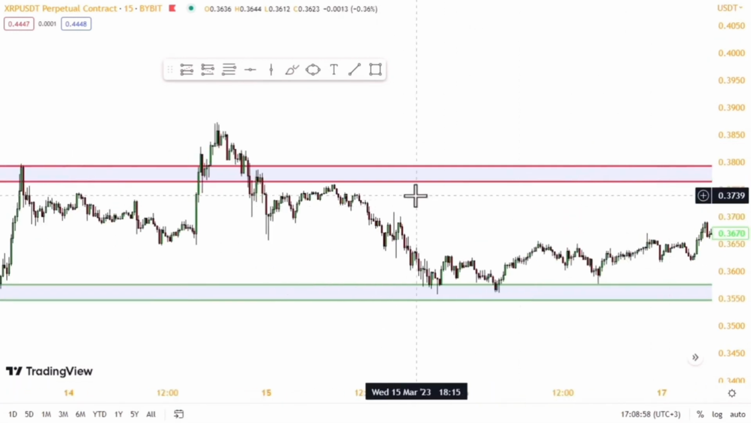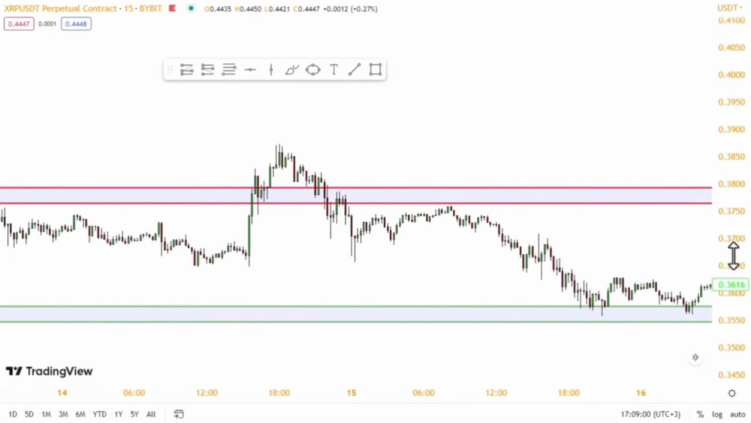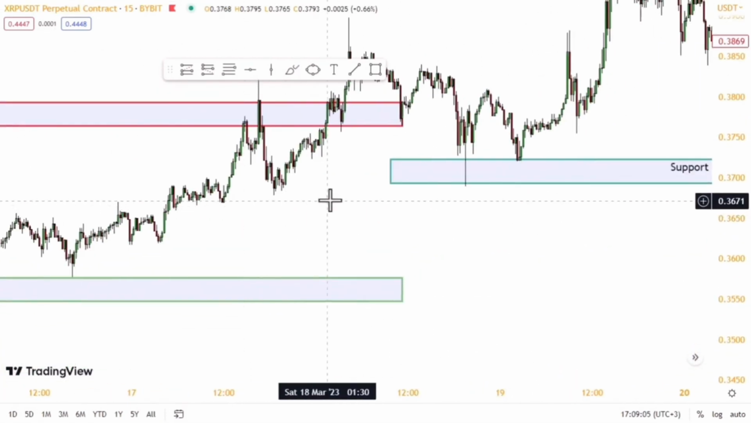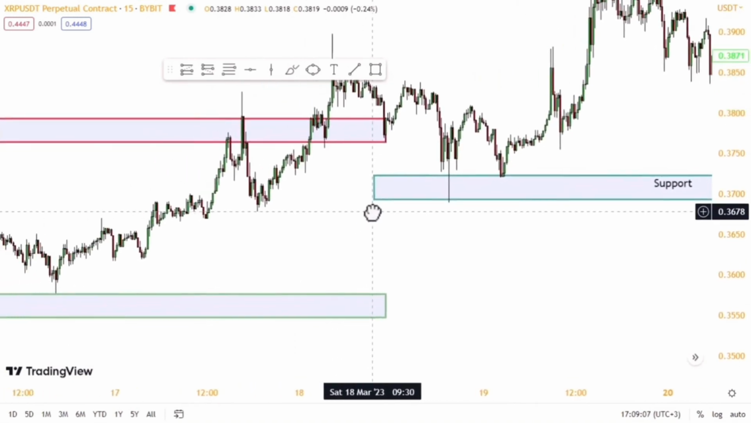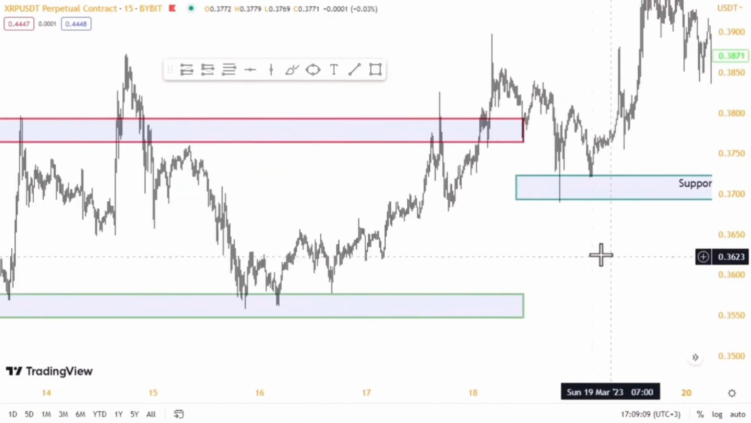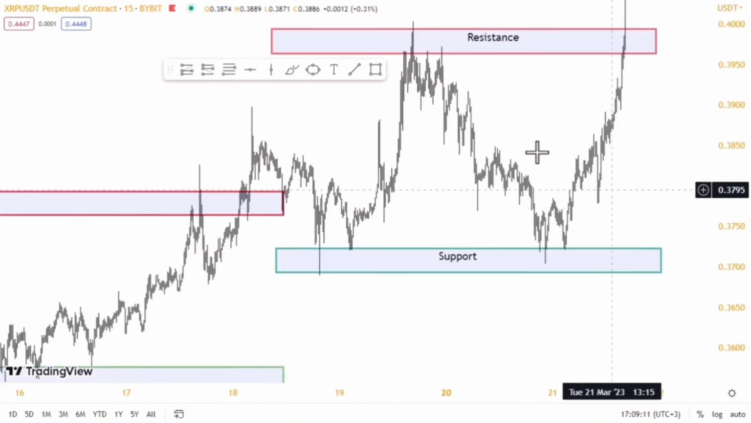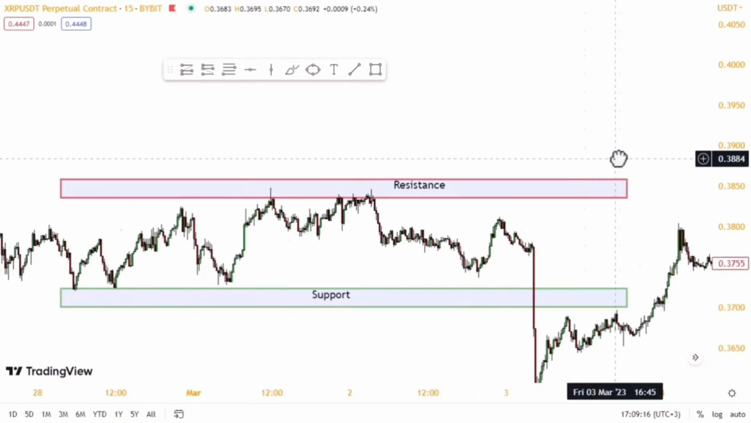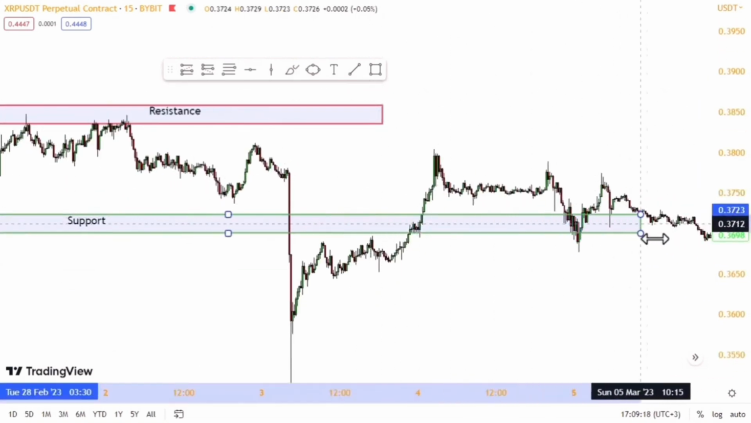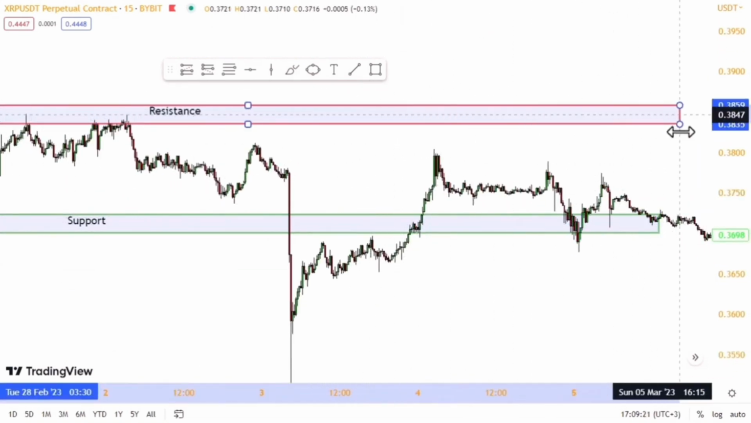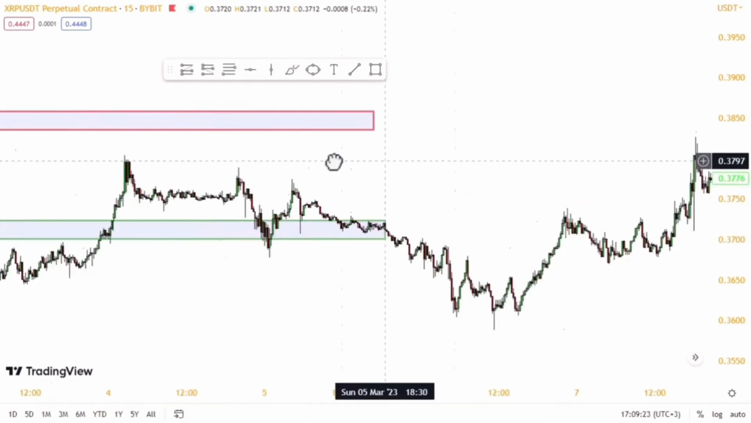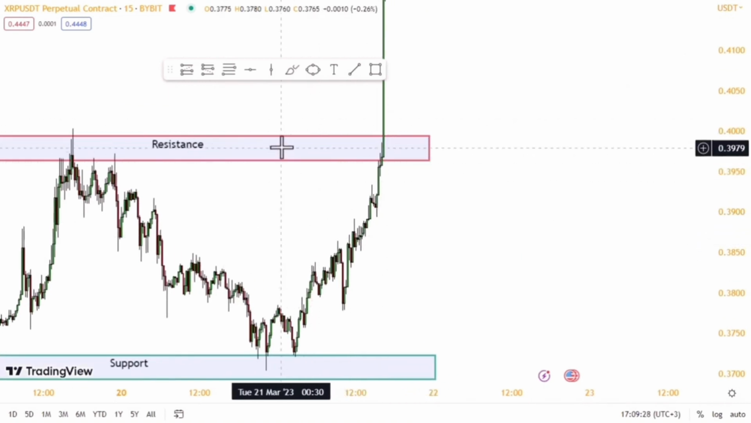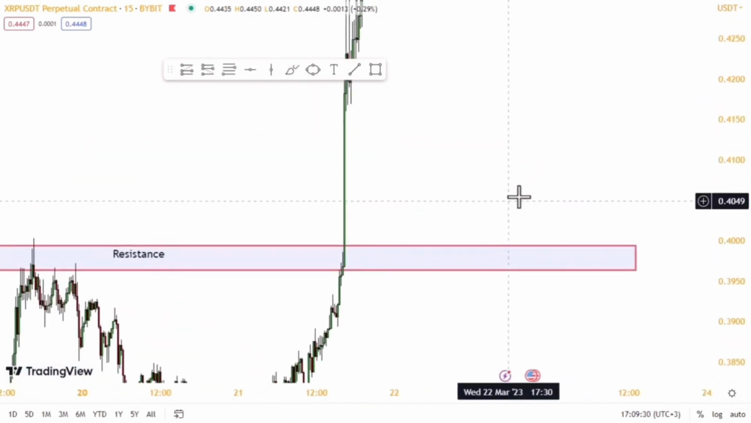And you have to be aware of the fact that these zones and areas are going to switch. They're going to transform into each other. What does it mean? It means if one area is lost, it's going to reform itself and transform into the other type. So if it is a resistance level and it's broken to the upside, then it's going to turn into a support level.